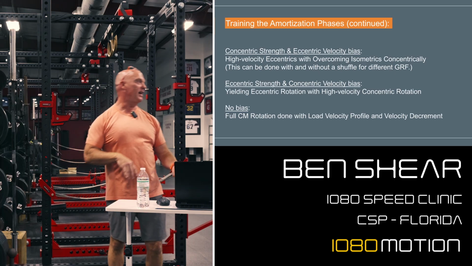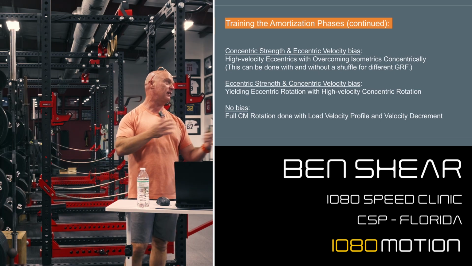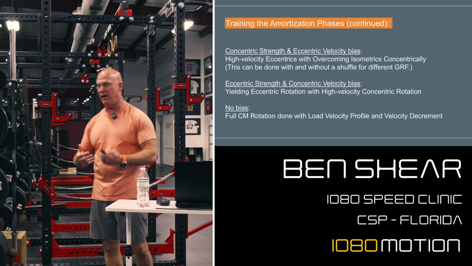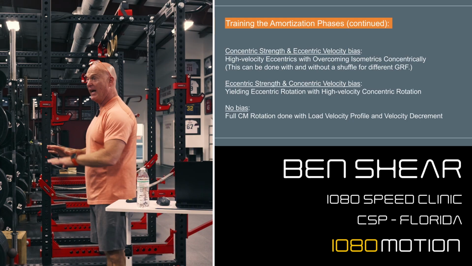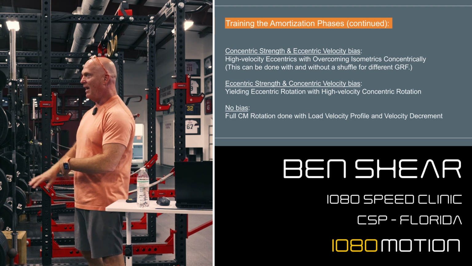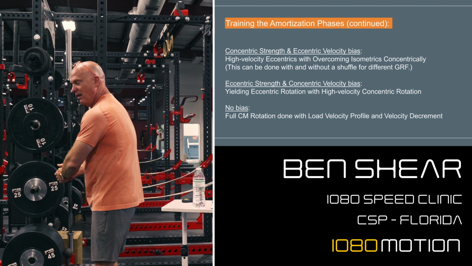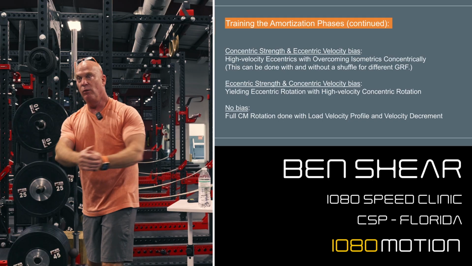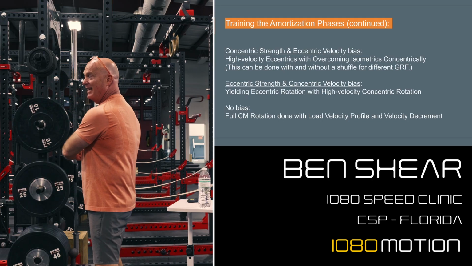So here, right, you have high velocity eccentric with overcoming isometrics. Again, you can do this with different ground forces, so then you can get creative. One of the things I like, if I got a guy and I have force plate data, and I maybe need a little bit more lateral push in them and how they're using, I might take an overcoming rotation with a super high velocity eccentric.